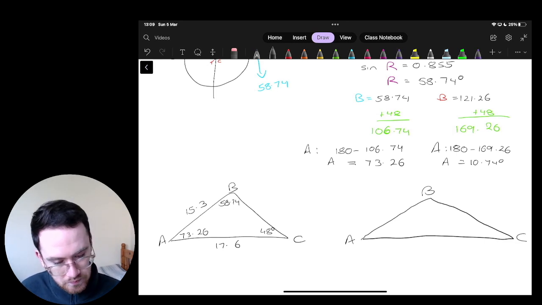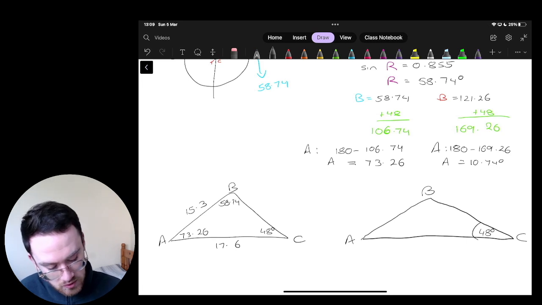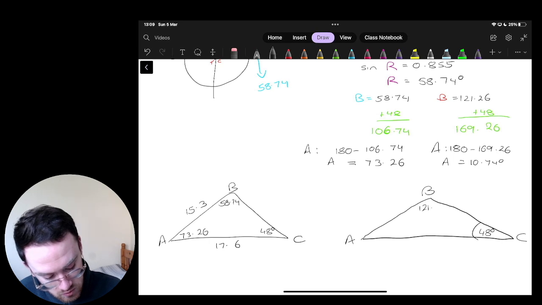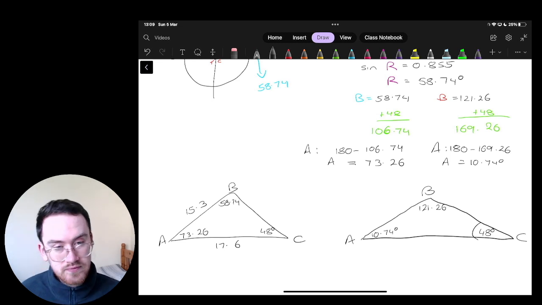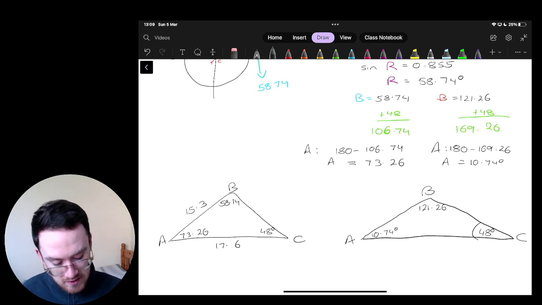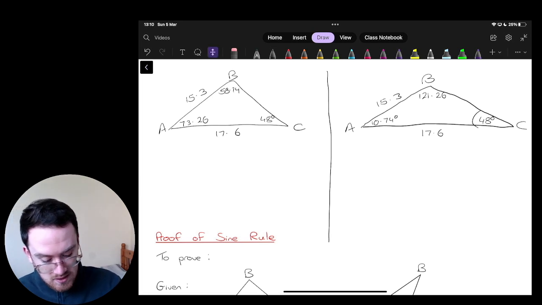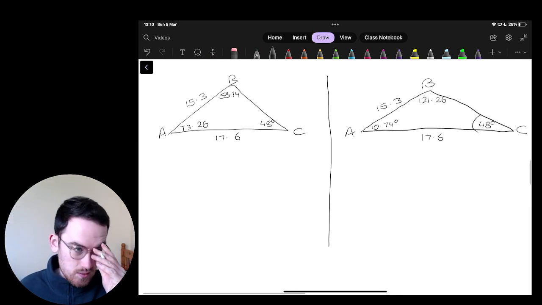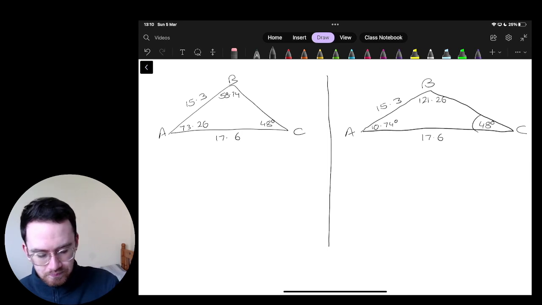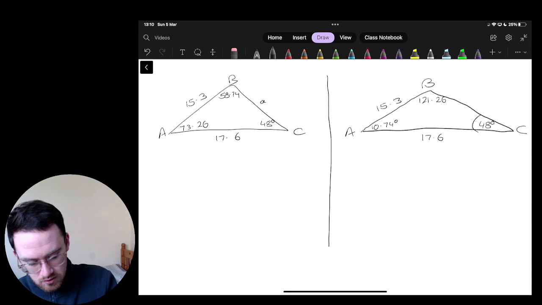So if we follow this along, again, we know that C is 48 degrees. We know that B this time we're saying is 121.26 degrees, and A is 10.74 degrees. We still have the sides the same, 15.3 and 17.6. So now to finish out the question, to find the last two remaining sides, those are going to depend on the two angles that we have. So we can use our sine rule again. We're looking for this side here, which we can call side A on both triangles.